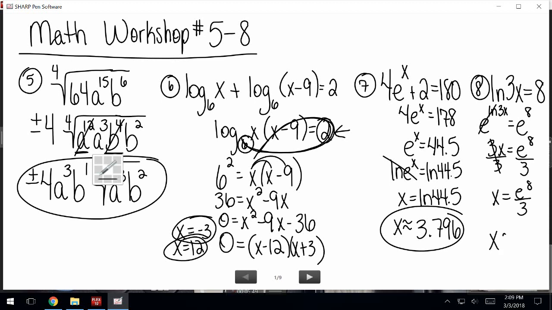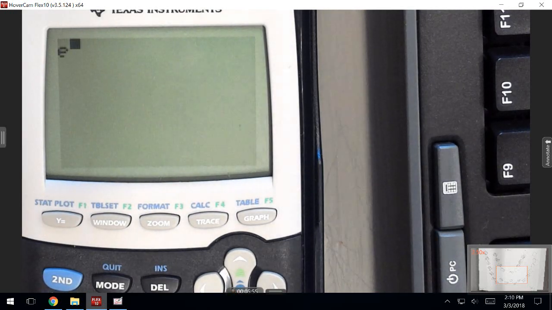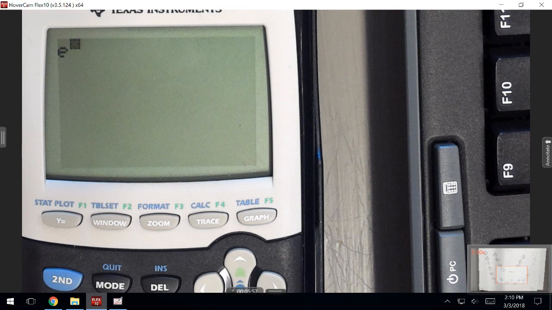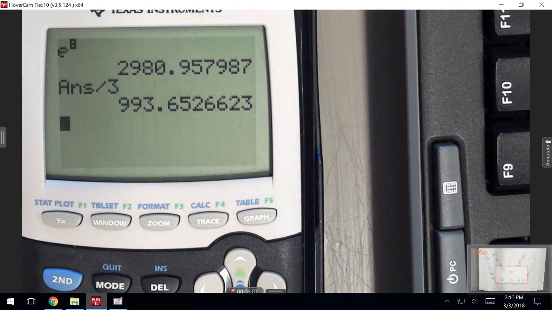And let's plug it in our calculator very, very carefully, okay? All right, so we do second natural log to get the e, and then e to the 8th, and hit enter. And then we divided it by 3. So it'd be 993.653.